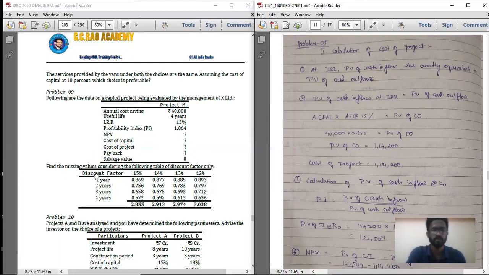Below that, find the missing values considering the following table of discount factors. So you don't have to go to the present value factor table. They have given the present value factors for 15%, 14%, 13%, and 12% for all 4 years. Also they have given the annuity factor for 15% for 4 years, that is 2.855, and for 14% for 4 years, that is 2.913. So using this, you have to evaluate the NPV, the cost of capital, the cost of the project, and the payback period. It is very simple. You have to use all the formulas to calculate the different missing numbers.